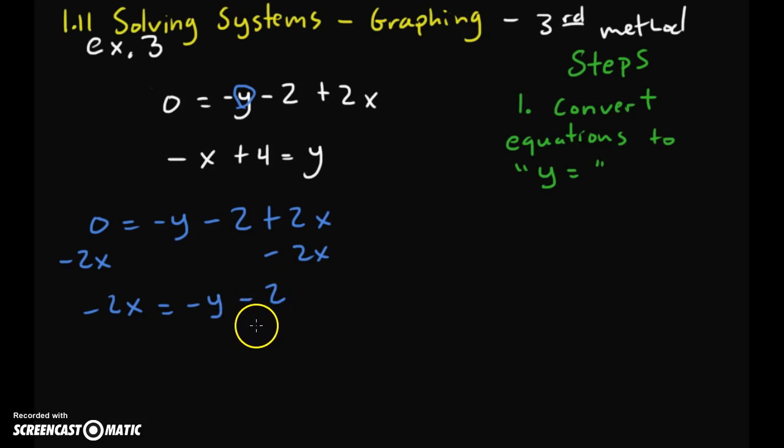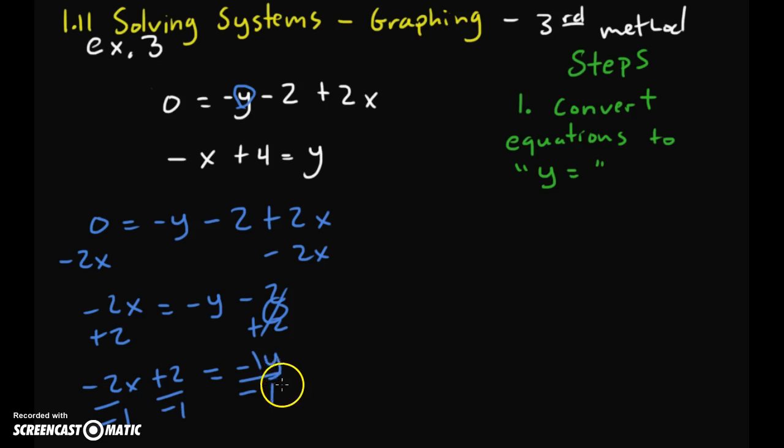We can eliminate the -2 by adding 2 to both sides. These are gone. Now I cannot combine these because this is a -2x and this is just a number. So I'm just going to write it like -2x plus 2 equals -y. And now I need to get rid of the negative. I know that there's a 1 in front of the y, so I'm going to divide by -1.